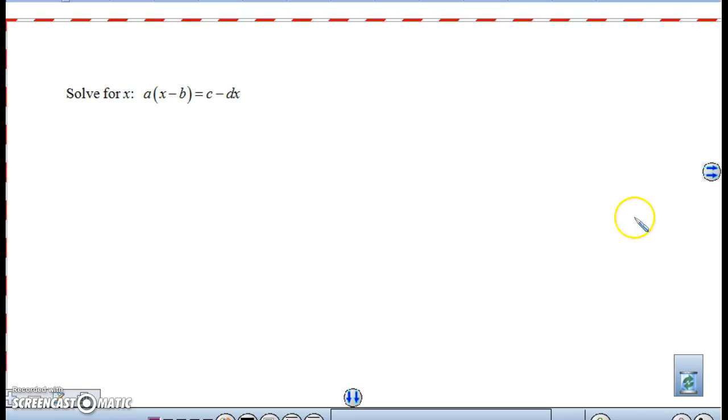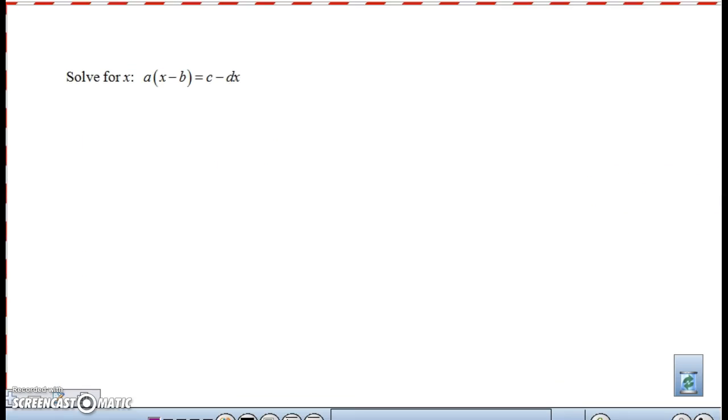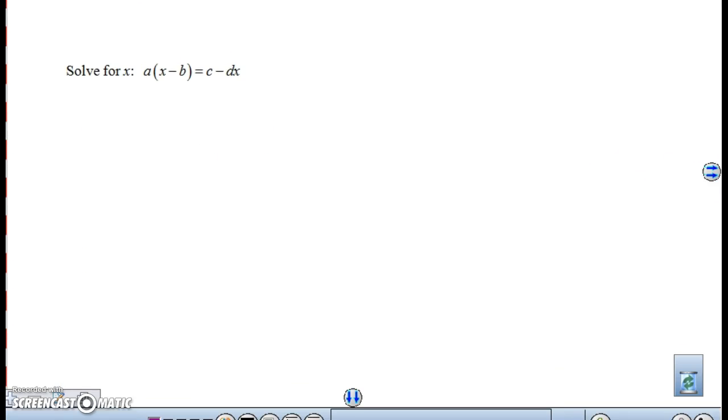Okay, last one. Solve for x. A times x minus b is equal to c minus dx. Doesn't matter what variables or numbers you have in the problem, the rule is still the same. You want to get the x on the same side by itself. So, first thing you need to do, get rid of the parentheses and distribute. Watch your numbers. A times x is ax. A times minus b is minus ab equals c minus dx.